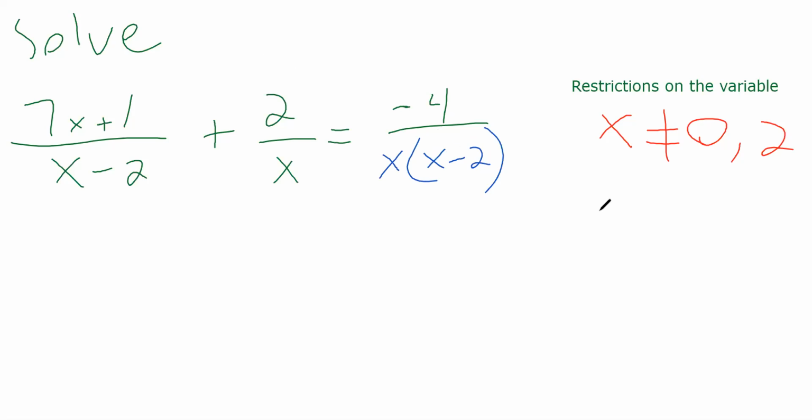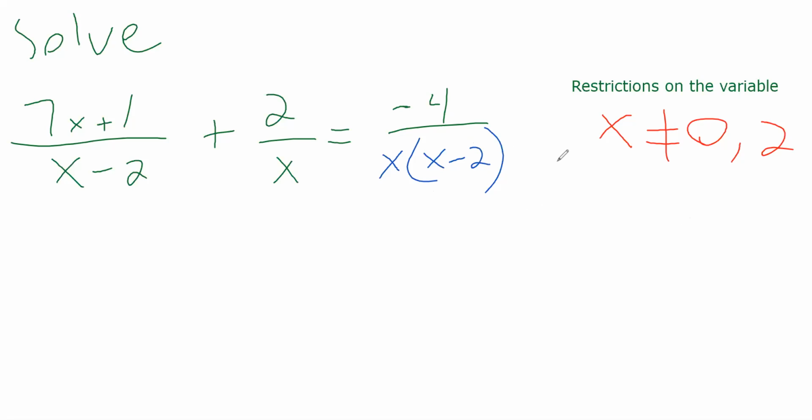Now here's what we're going to do. We're going to multiply both sides of the equation by the least common denominator. Now, let's talk about what the least common denominator is going to be. It's going to be, in this case, the x times the x minus 2.